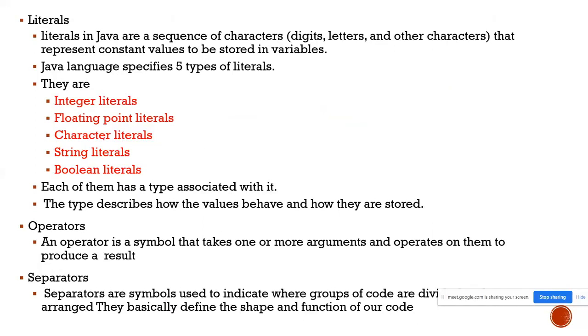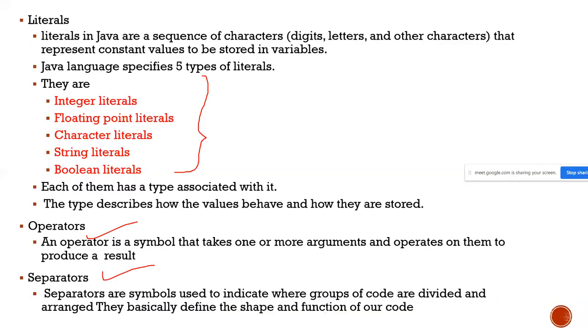Literals. What are literals? A literal is a sequence of characters, digits, letters, and other characters. So you have 5 types of literals in Java: integer literal, floating point literal, character literal, string literal, and Boolean literal. Each of them has a type associated with it. So the first is operators, the second is separators. An operator is a symbol that takes one or more arguments and operates on them to produce a result. Separators are symbols used to indicate where a group of code is divided and arranged. They basically define the shape and function of the code.